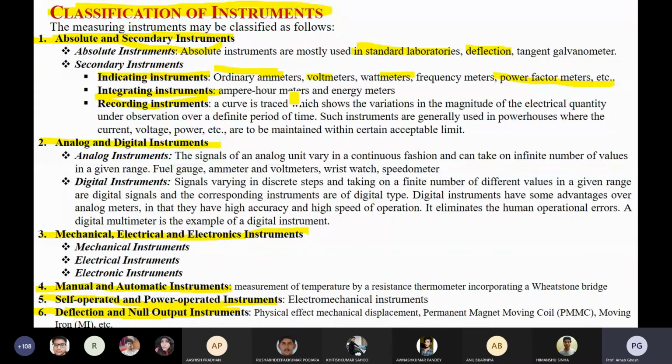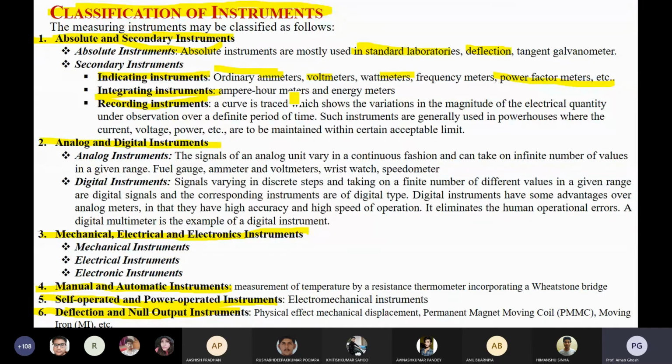For this duration, how much power is required? Okay, so that is important. Recording instruments are related to this, like a curve plotter, which is all the time plotting the data. Okay, it plots the curves. A curve is traced which shows the variation of the magnitude of the electrical quantity under observation over a definite period of time.